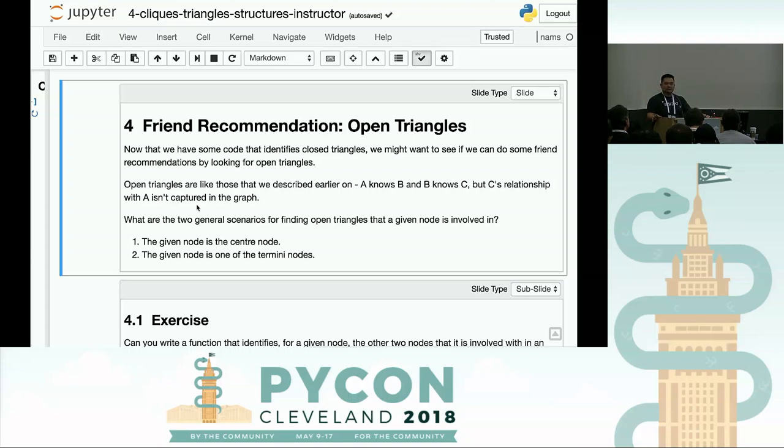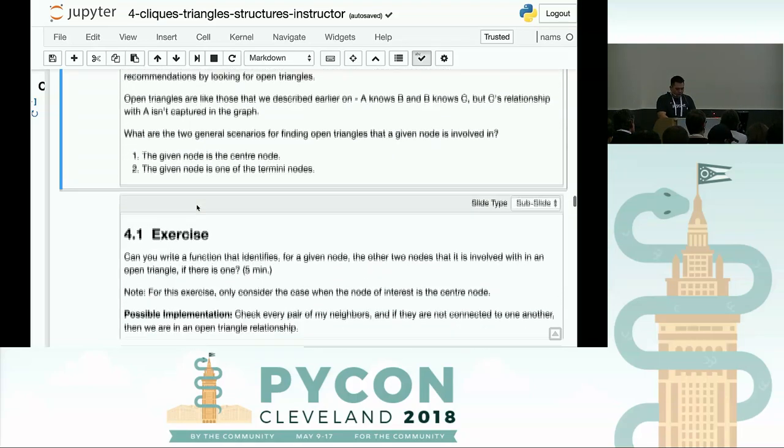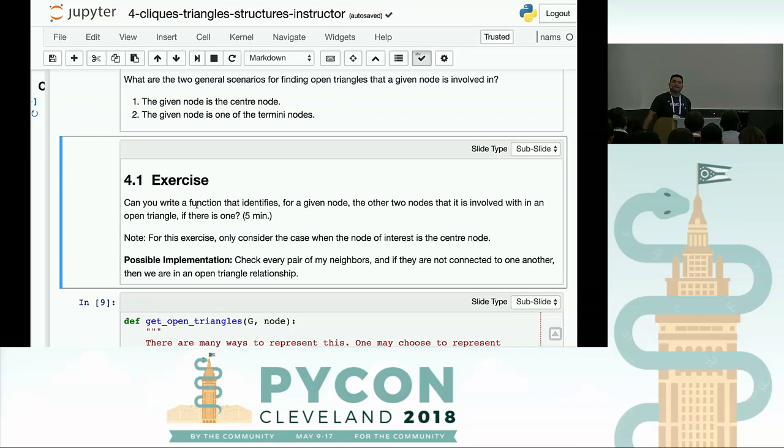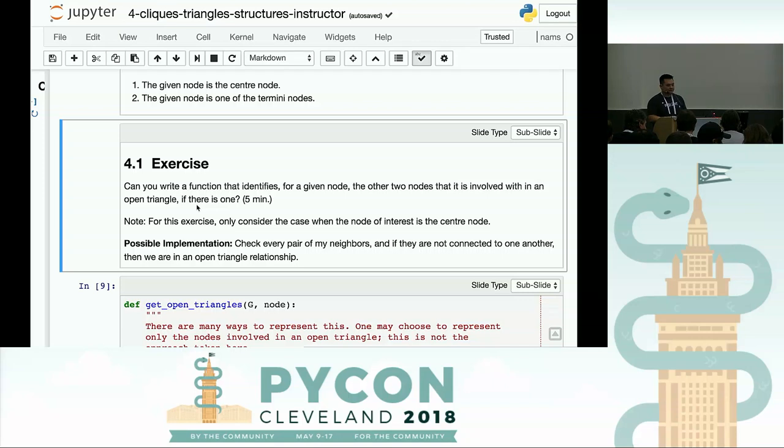LinkedIn, I think, was the first. Facebook adopted it. Twitter started adopting it. And so now suddenly we've got all these recommender systems that are based on this notion of closing open triangles. Okay, so let's try this exercise over here, which is basically a variation on the theme of finding all the closed triangles. In this case, what we're looking for is the open triangles. So give that one a shot. So in other words, if my neighbors are not connected to one another, then we have an open triangle relationship.